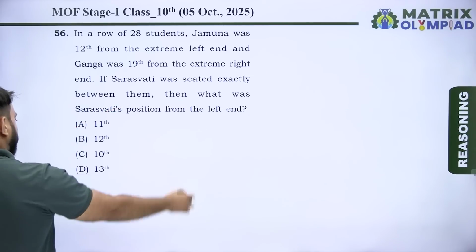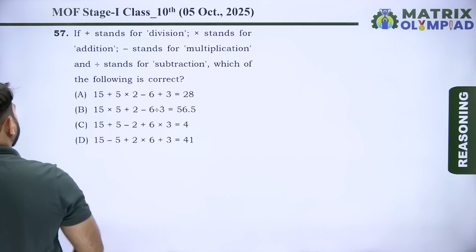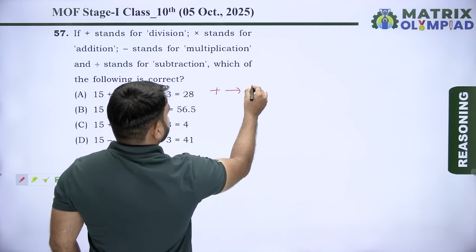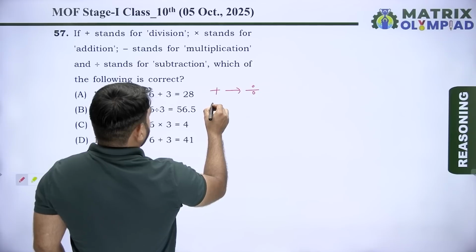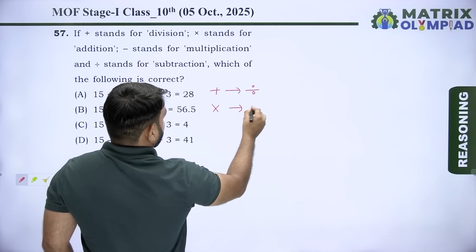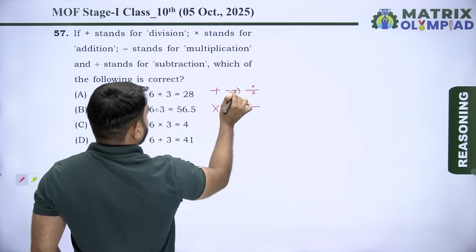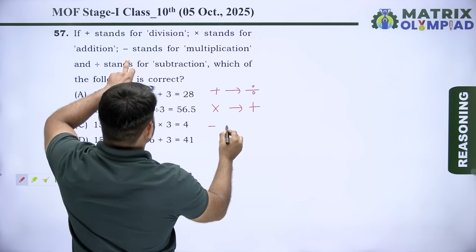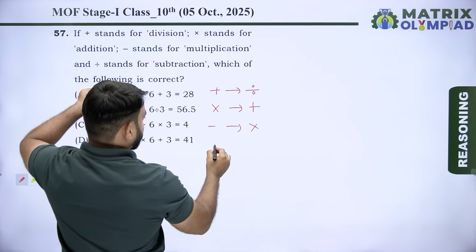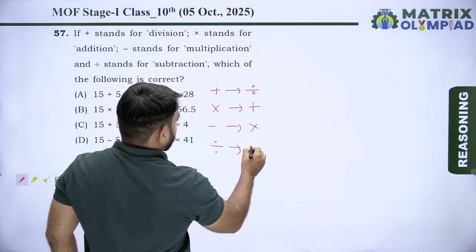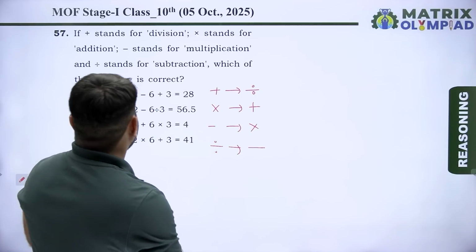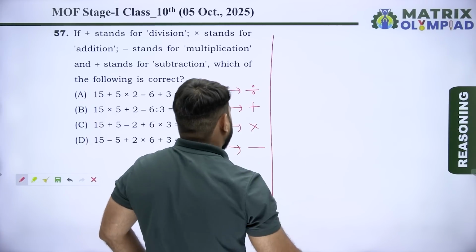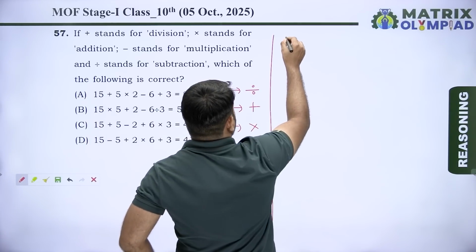Let's move on to the next question. So now next question is question number 57. If plus stands for division, multiply stands for addition, minus stands for multiplication, and divide stands for subtraction, then which of the following is correct? So options are taken one by one and then we check which one will follow correctly.